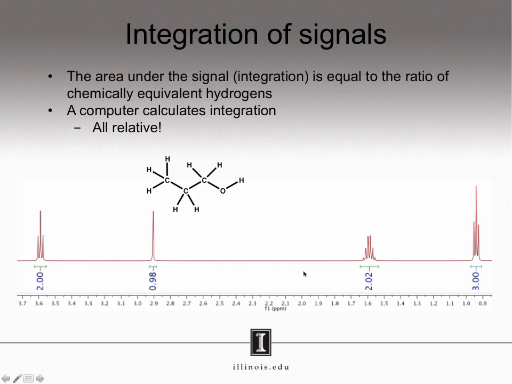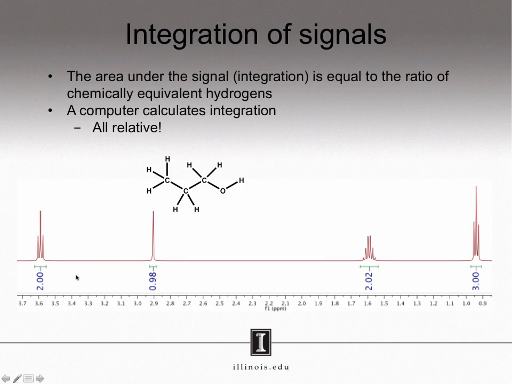To go to the next signal, this signal we would round to 2. Therefore, there are 2 protons that are part of this set. And in this final signal, with an integration value of 3, indicates that there are 3 protons in this set. Now there is one caveat here. All of these integration values are relative. Remember, a computer calculates these integration values.